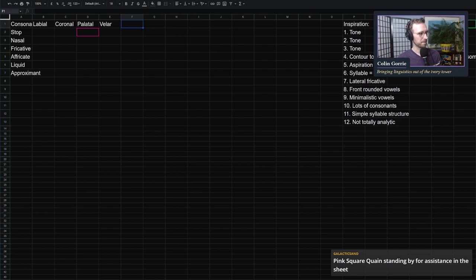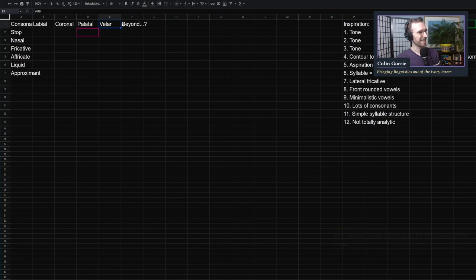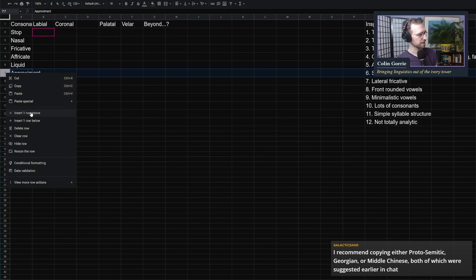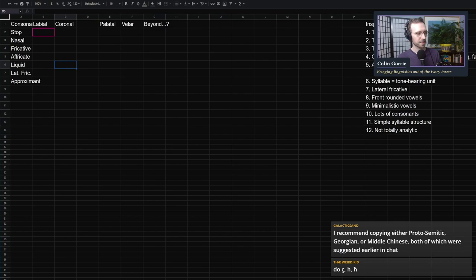And beyond. I don't know how many we're going to need back there. And we'll probably need at least two coronal places. All right. So let's fit in what we've promised. So far, we've promised lateral fricatives, which should technically, I guess, be their own row, but why not? Lateral fricatives. I need to get my IPA chart open. Excuse me one second.